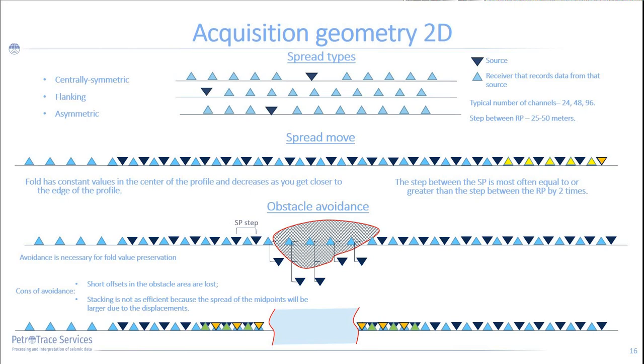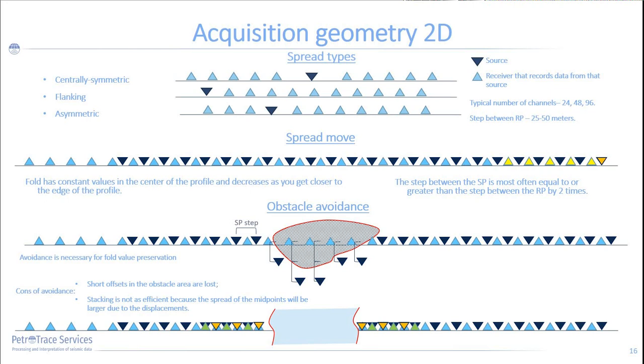After all, this way, at the CMP points with missed shot points, we lose short offsets. And the farther away the source is from the receiver, the greater the chance of absorption, loss, prevalence of noise, etc. In addition, the upper part will be lost in the section. However, if it's not possible to bypass the obstacle, this is the only way to maintain the quality of data.